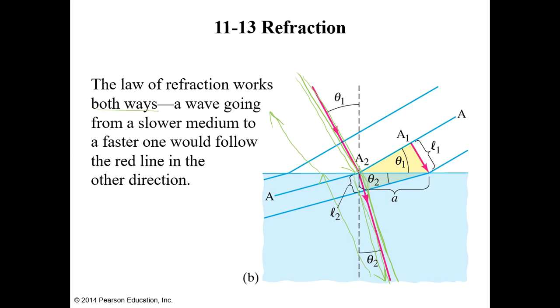A wave going from a slower medium into a faster one would follow the same red lines in the other direction, going from the faster medium to the slower medium. So it's a reversible thing.